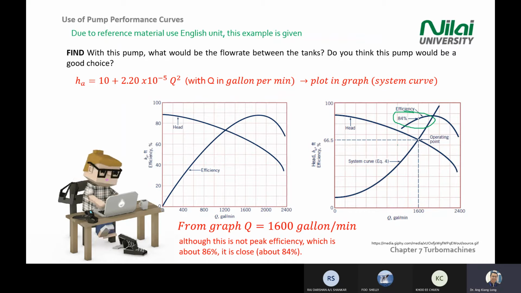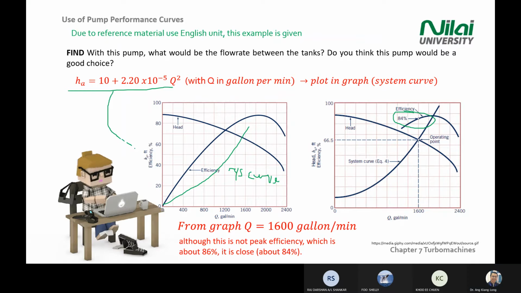Okay, all the answers come from the line that you plot from the system curve. How do you get the system curve again? From the energy equation that you derived. You plot this curve, and after that, you look at the intersection of the curve.